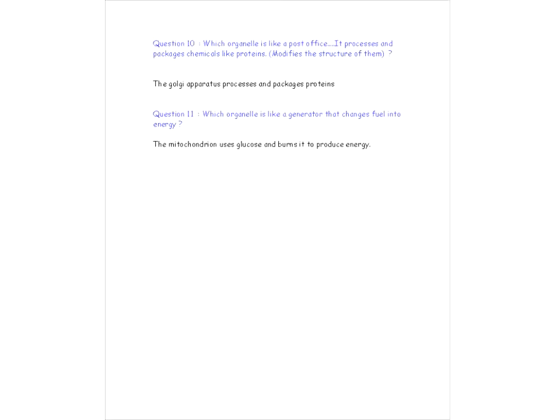All right, question 10. Which organelle is like a post office? It processes and packages chemicals like proteins. And the answer for this one is the Golgi apparatus. So the Golgi apparatus is going to package proteins and modifies their structure. Okay, question 11. Which organelle is like a generator that changes fuel into energy? And that's the mitochondrion, because it uses glucose or sugar like fuel and burns it to produce energy.